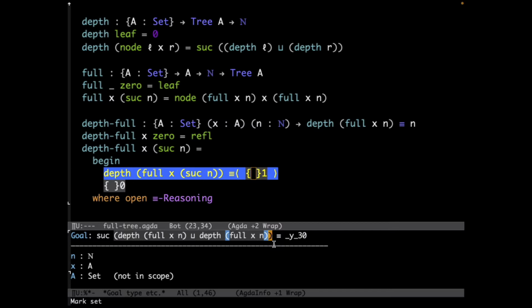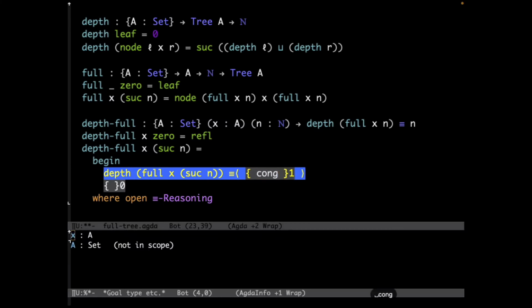There are two problems. First, I have to find the lemma. And second, I have to do it under the successor. You see, I have to apply some lemma under the successor. Whenever you want to apply something under a function or under a constructor, the thing you do is you say cong.